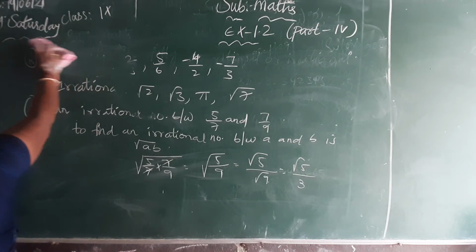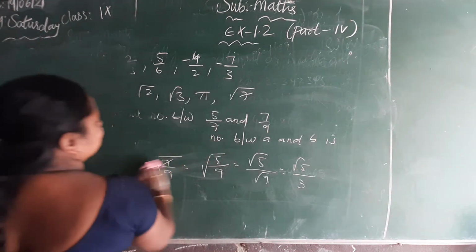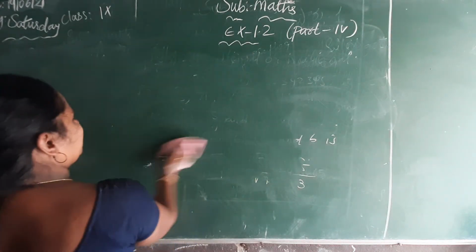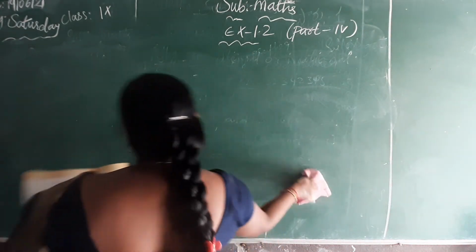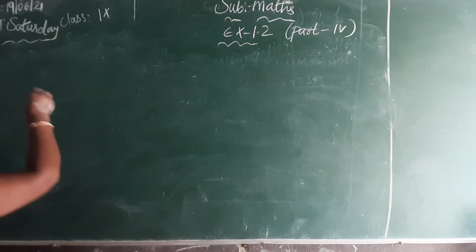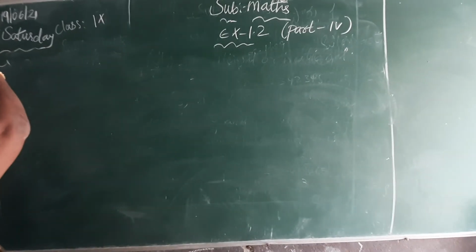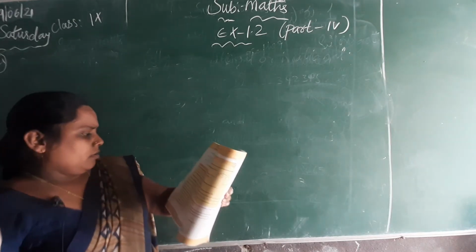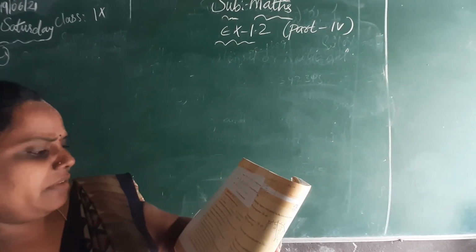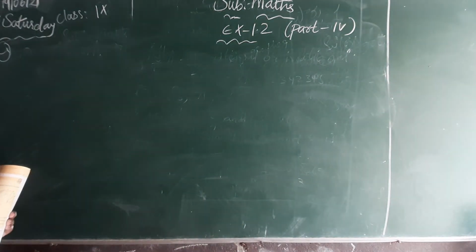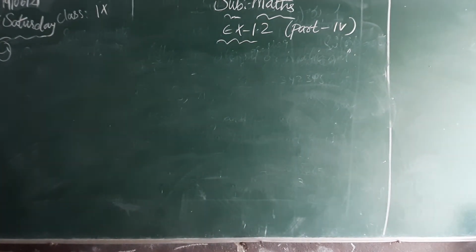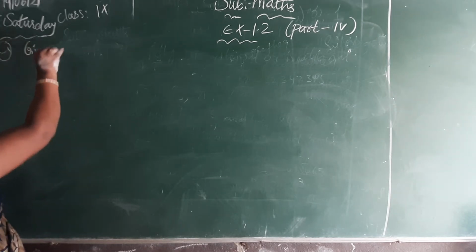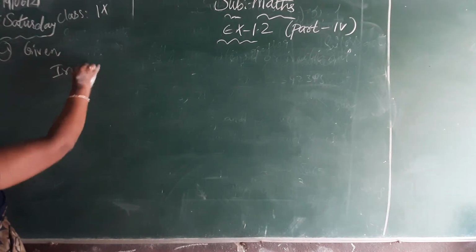Next, fourth one. So what is your fourth problem given? Fourth problem: find two irrational numbers between 0.7 and 0.77. We have to find two irrational numbers between the given numbers.